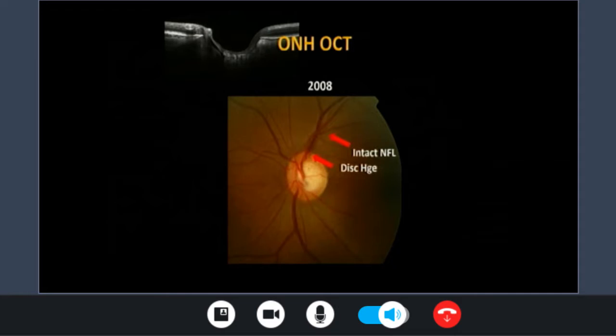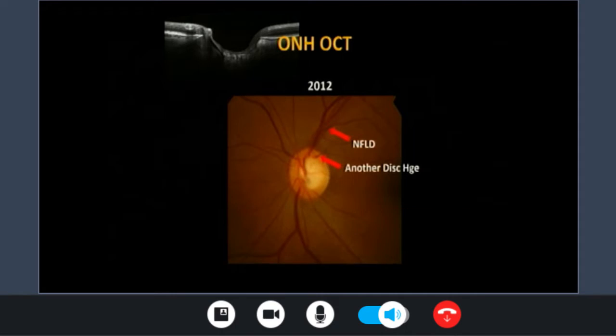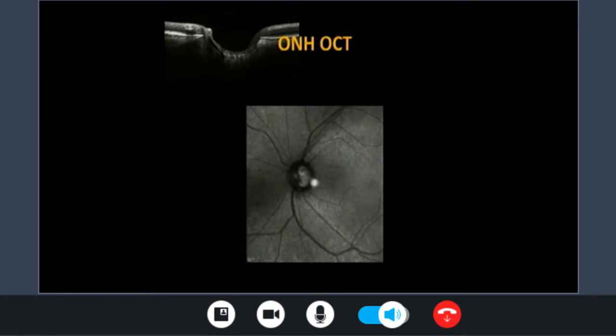So let's revise it again. Why is it completely normal? When we look at the nerve fiber layer defect, it was intact in 2008, but she was having a small disc hemorrhage in 2008 as well. In 2012, she developed another significant disc hemorrhage, and she was having a nerve fiber layer defect. You can see it clearly on the IR image.